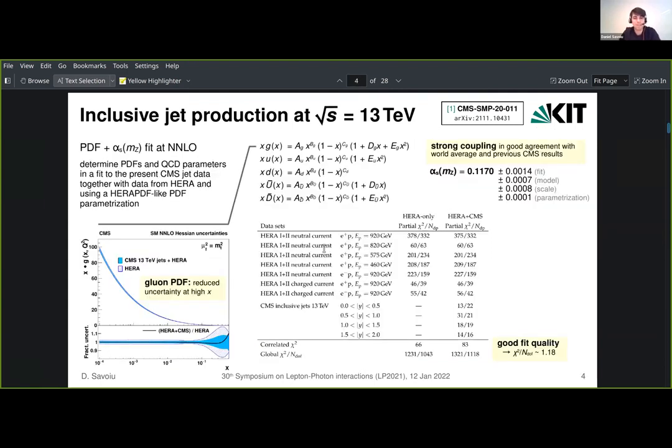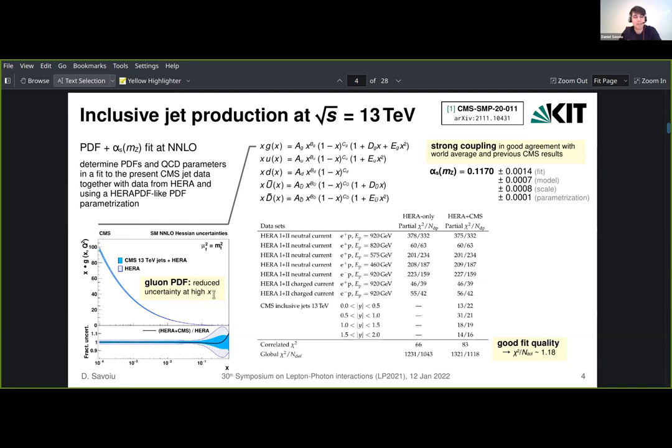So the way this is done for this measurement includes an analysis, which is a fit of the PDF parameters together with the strong coupling constant, done at next-to-next-to-leading order. This is done in a traditional approach where the PDF is parameterized with a HERAPDF-like parameterization, which you can see here. And it's giving some quite satisfactory results.